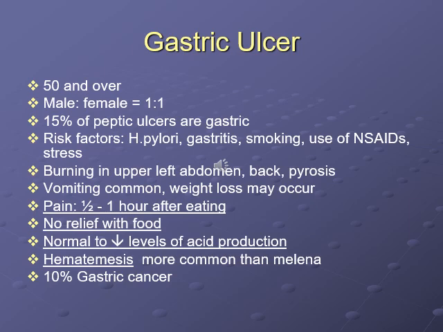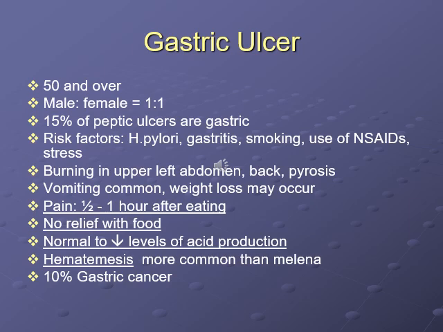Let me get to the next thing. It says normal to decreased levels of acid production. So gastric ulcers don't have an increased amount of hydrochloric acid being produced. Therefore, no relief with food. Food typically, as you will see with patients with duodenal ulcers, will neutralize the acid because there's overactivity of acid production with duodenal. So hopefully it makes sense with gastric.